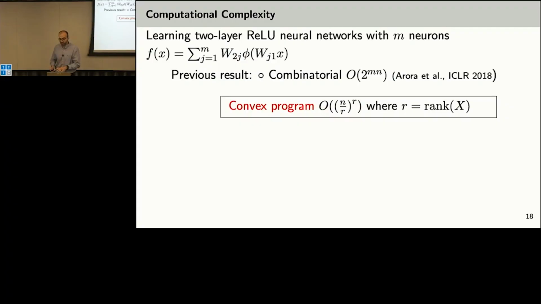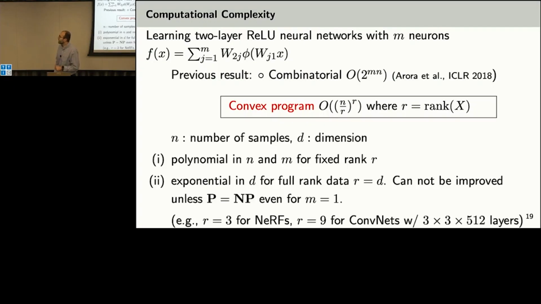But it turns out the convex problem is a lot better because the number of patterns scales with n over r to the power r, where r is the rank of the data. So it is exponential in the rank. And it's possible the rank is small. For instance, your data might be lying in a low rank subspace. But if it is not small, it will be exponential in the dimension, and this cannot be improved unless P equals NP, even for fitting just one neuron, because it's hard to fit only one neuron.